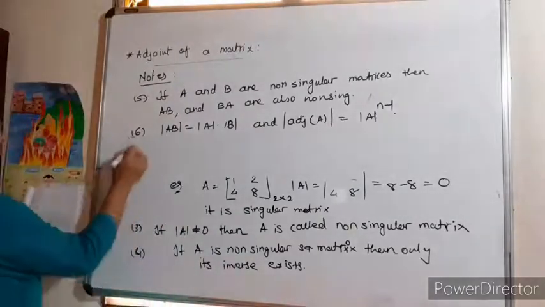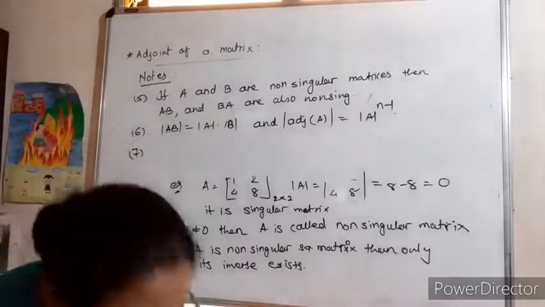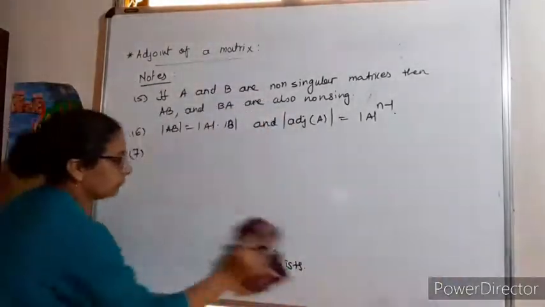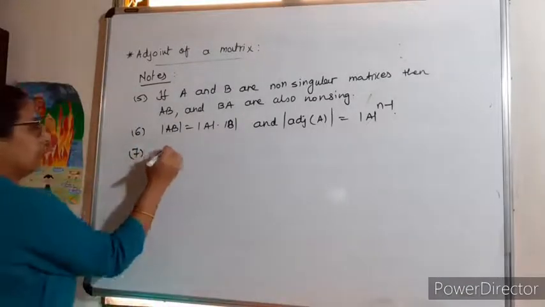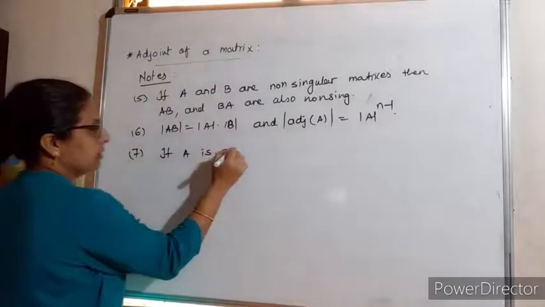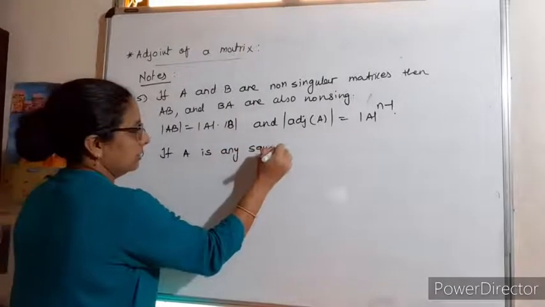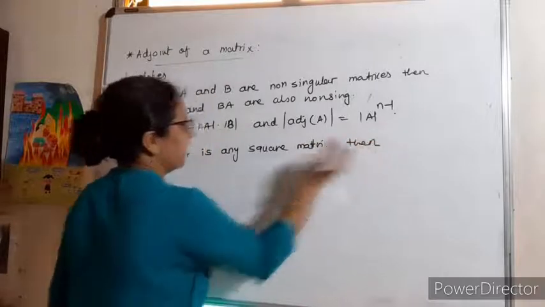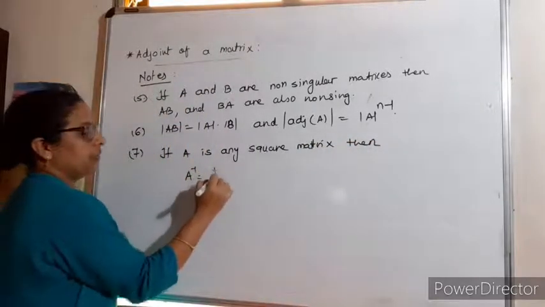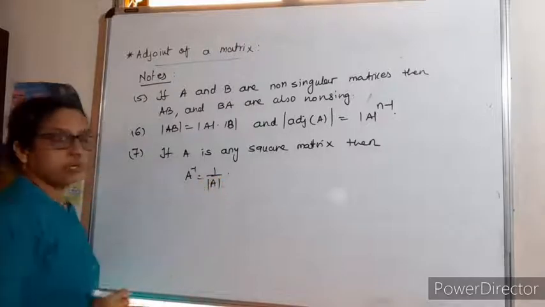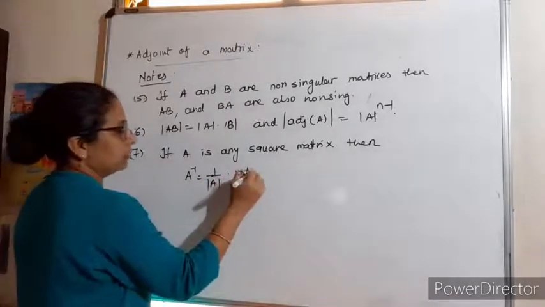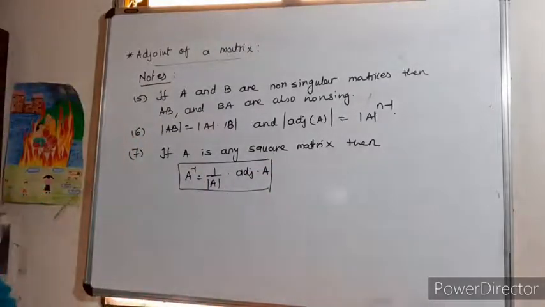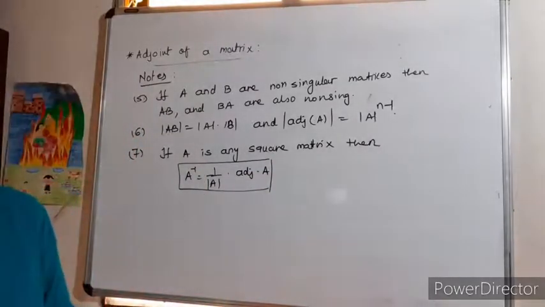And the seventh and most important formula for today is: if A is any square matrix, then A inverse is 1 upon determinant of A into adjoint of A. This is the formula to find the inverse of the matrix.